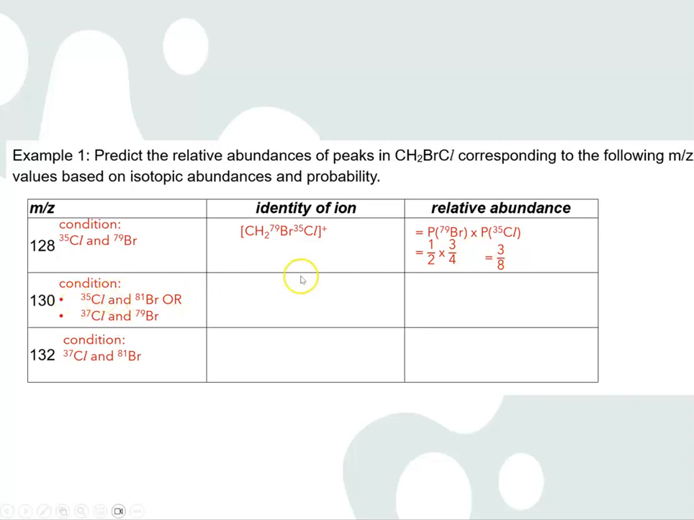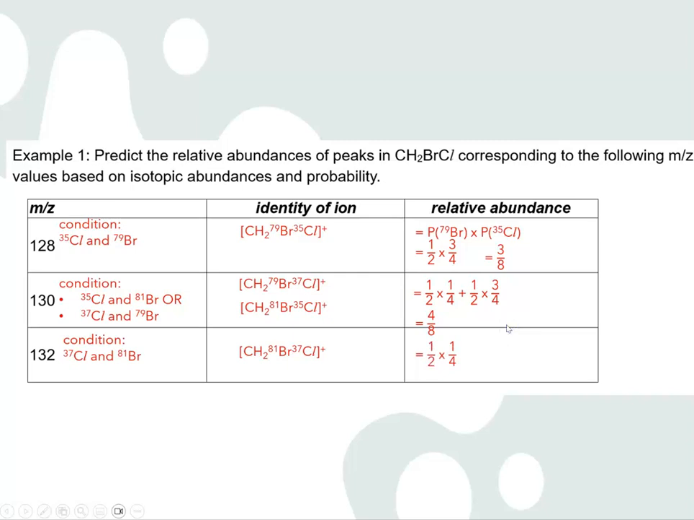Okay, so for m/z of 130, there are two possible ions. So we need to find the individual probabilities and then add the two probabilities together. So for bromine 79 and chlorine 37, half is the probability of bromine 79, 1/4 is the probability of chlorine 37. So multiply, and then half for bromine 81 and 3/4 for chlorine 35. Again, multiply, add up. Probability here is 4/8.